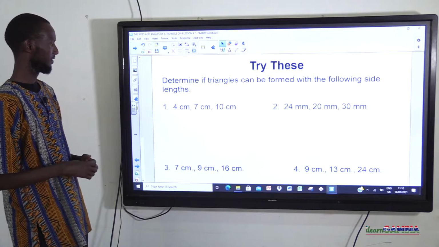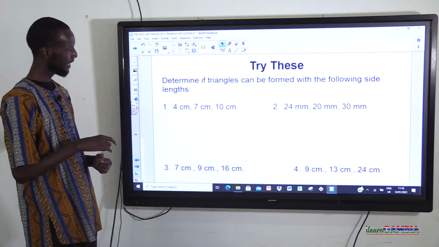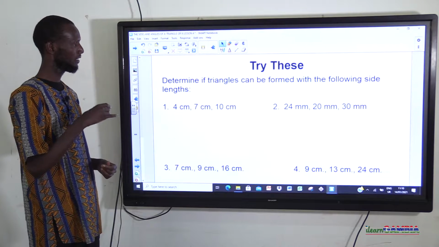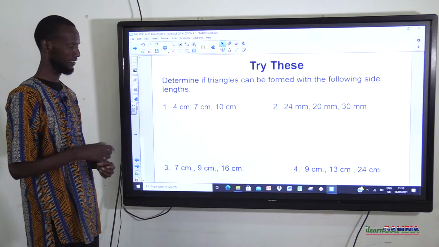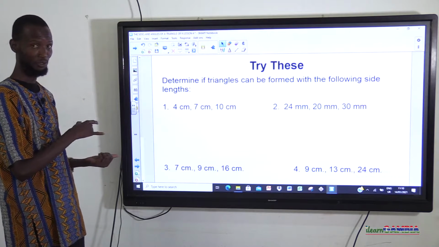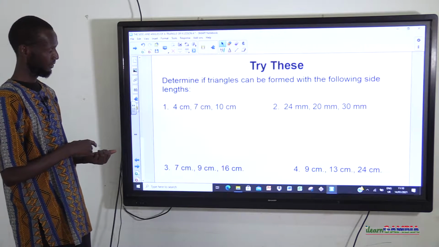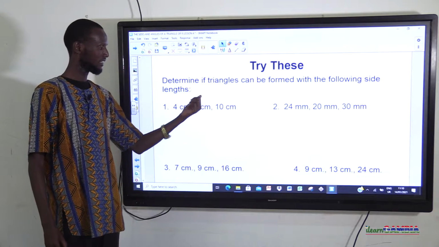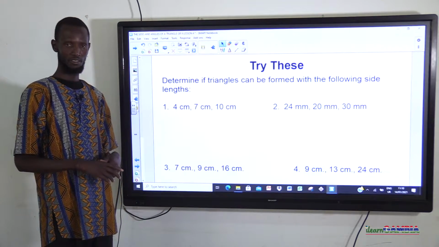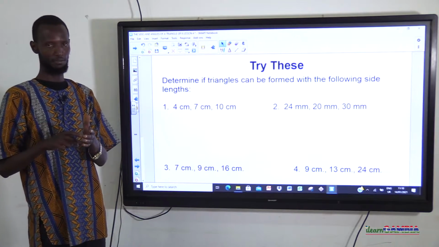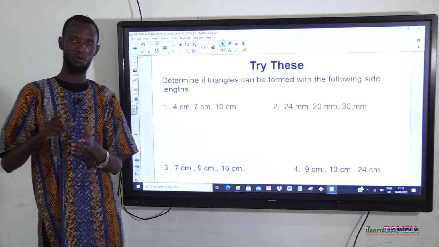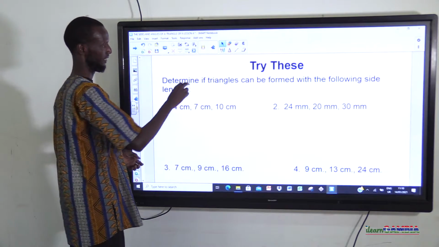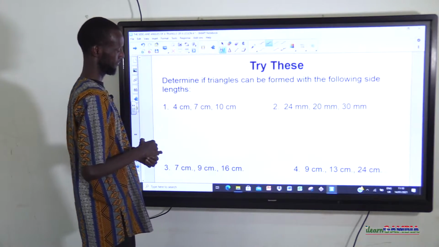Now let's try this. Determine if triangles can be formed with the following side lengths. Okay? Now this is something you can be doing along with me, okay? You look at 4 centimeters, 7 centimeters, and 10 centimeters. We try all the 3 possibilities and see if they all work. That's something you should be okay with now, all right? So let's see. Work with me.